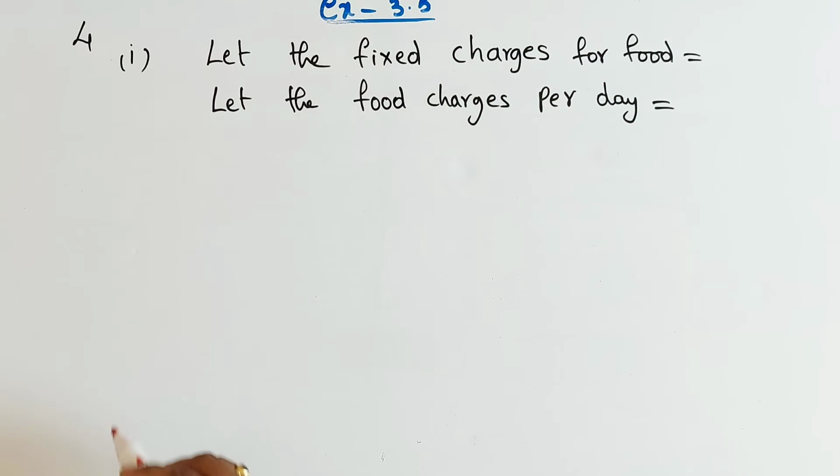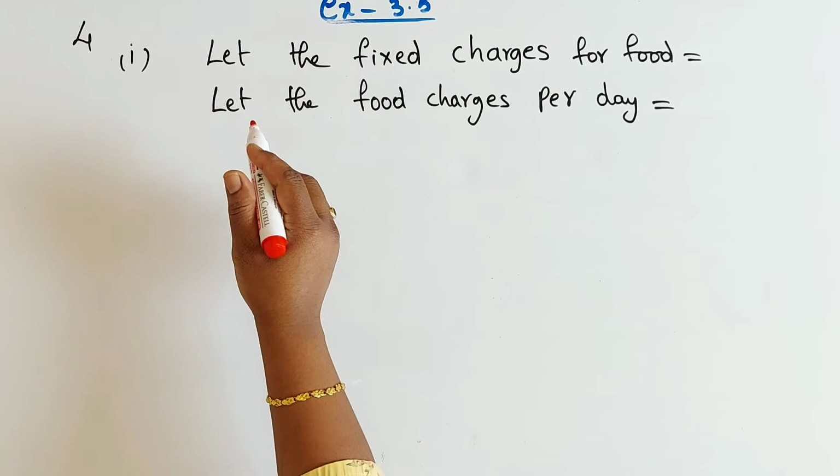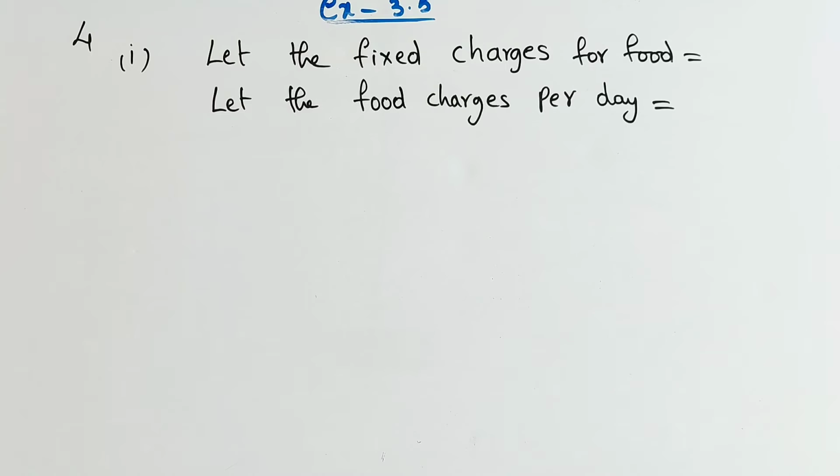Fourth question, children: from the pair of linear equations in the following problems, find their solutions by any algebraic method. First one: a part of the monthly hostel charges is fixed and the remaining depends on the number of days one has taken food in the mess. Right, children? When student A takes food for 20 days, she has to pay 1000 rupees.